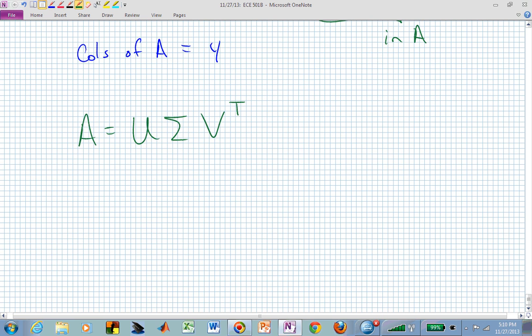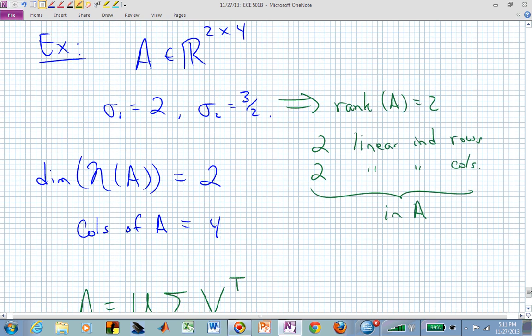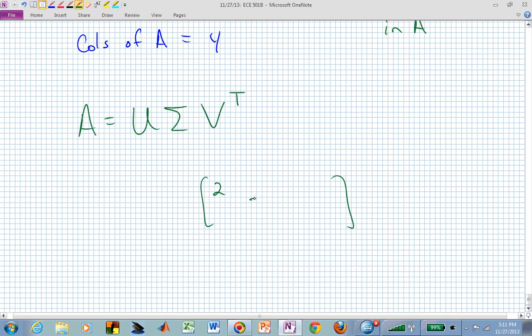What do I know about sigma structurally? It's 2 by 4, isn't it? And if I put those singular values in, I said it was 2 and 3/2. Shouldn't have made that. Why don't I do it the other way? And then I just fill that up, right? So that now I know that my partition is right there. How big is my U?